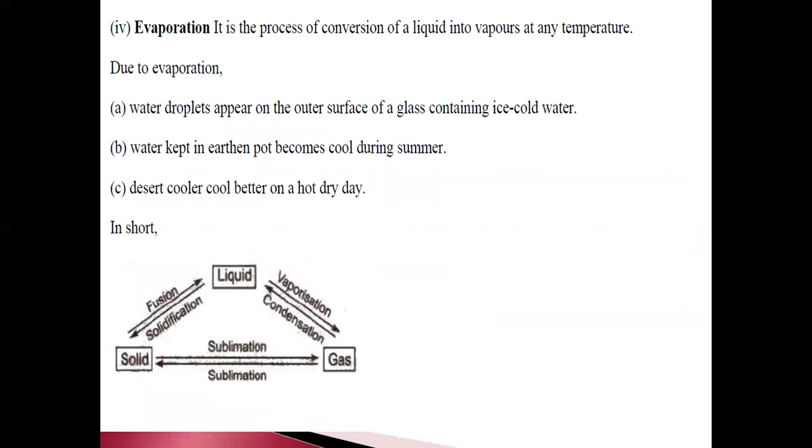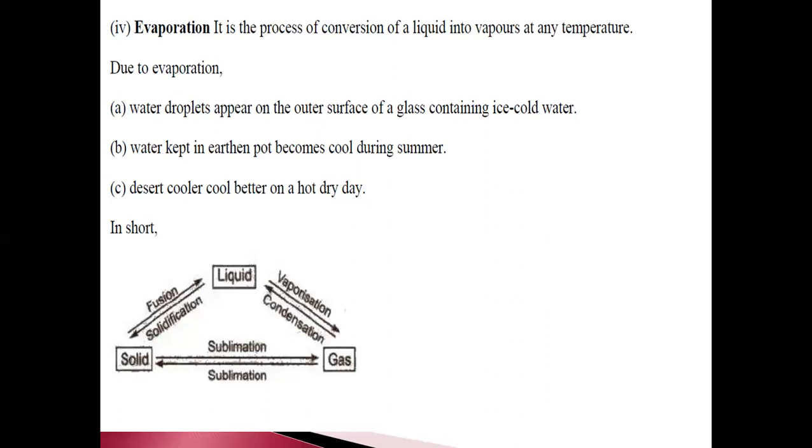Evaporation. As you know very well, it is the process of conversion of liquid into vapor at any temperature. Due to evaporation, water droplets appear on the outer surface of a glass containing ice cold water. It is an interaction between the outer temperature and the inner temperature. Water kept in an earthen pot becomes cool during the summer. Why? Because it reacts with the pot. The third example is that a desert cooler cools better on a hot dry day.